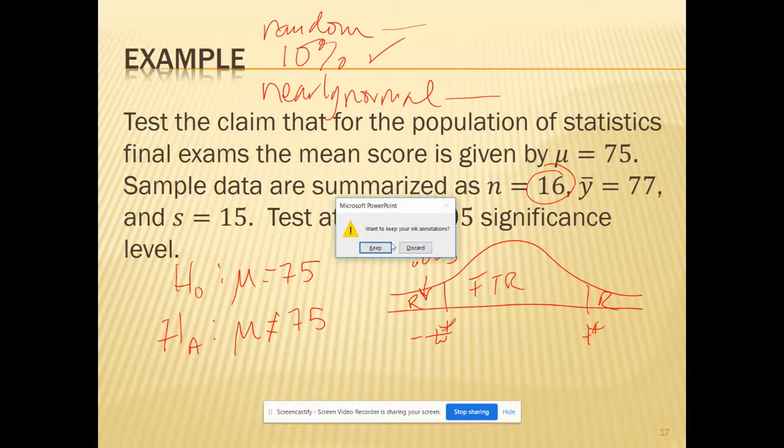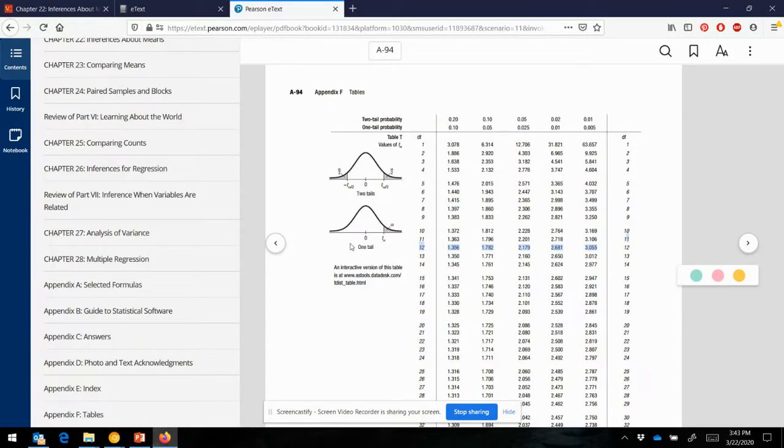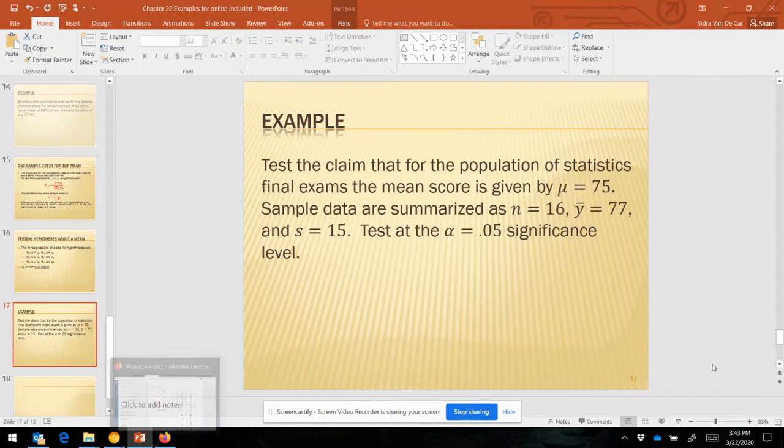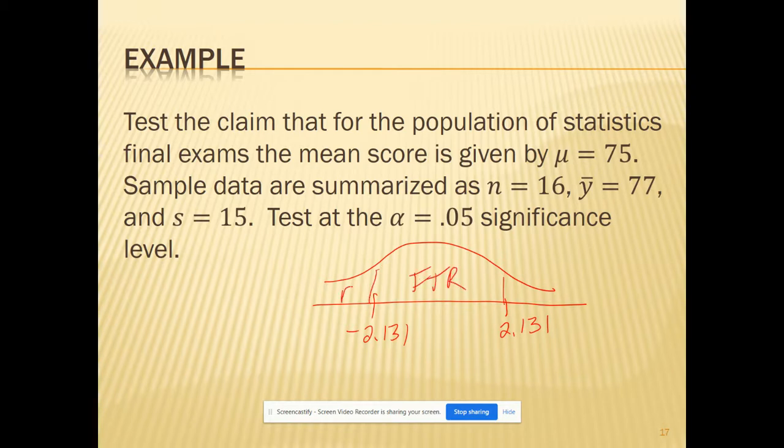We're going to use the chart here. My n is 16, so let's go to the chart. I'm doing a two-tailed 0.05 with 15 degrees of freedom. 2.131 is my critical T. So let's go back here. So this is negative 2.131 to positive 2.131. That defines my fail to reject region, and the reject regions.